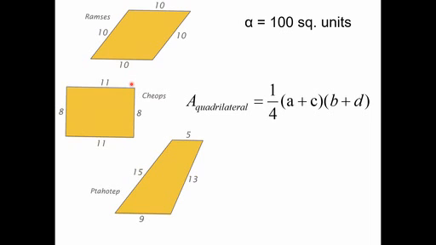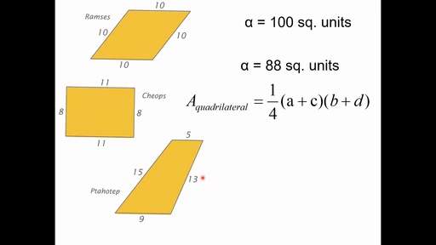If you're back, 11 plus 11, that's 22, plus 16. Let's take 1/4 of 16 right away. That's going to make it easier. That's 4. So 4 times 22, 88 for Cheops.